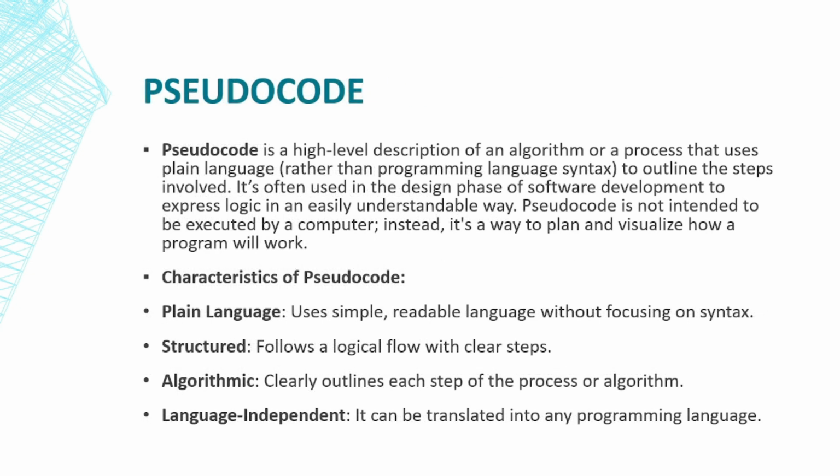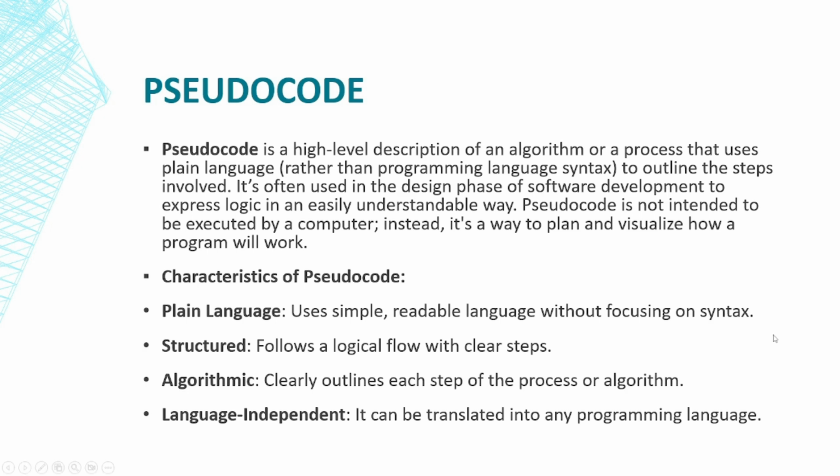Pseudocode. Pseudocode is a high level description of an algorithm or a process that uses plain language rather than programming language syntax to outline the steps involved. It's often used in the design phase of software development to express logic in an easily understandable way. Pseudocode is not intended to be executed by a computer. Instead, it's a way to plan and visualize how a program will work. Pseudocode is a high level description, as said. It is the English language itself, you can say.